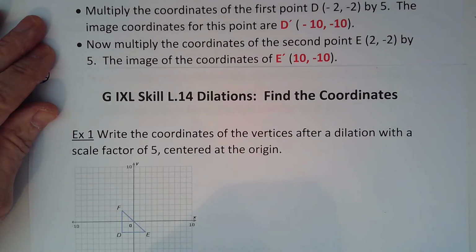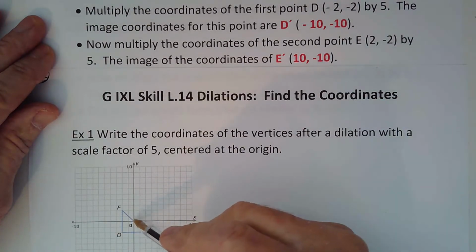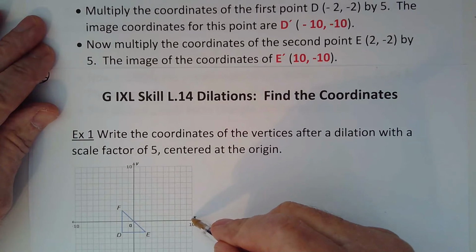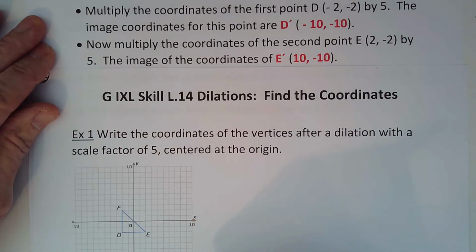So what did I say? 10, negative 10. So positive 10, negative 10. Since it's a positive 10, negative 10, x is positive 10. So that means it's over here. And negative 10 is down here.